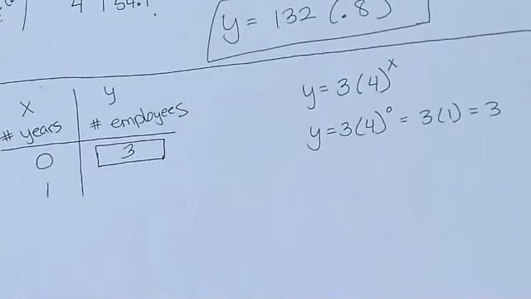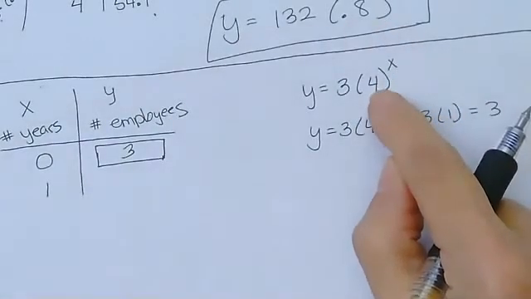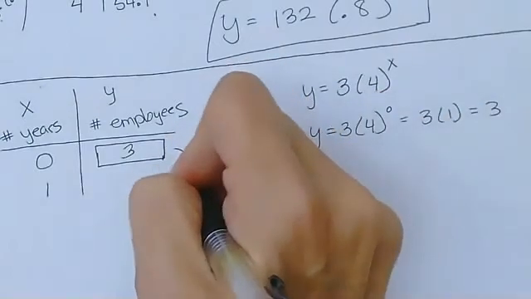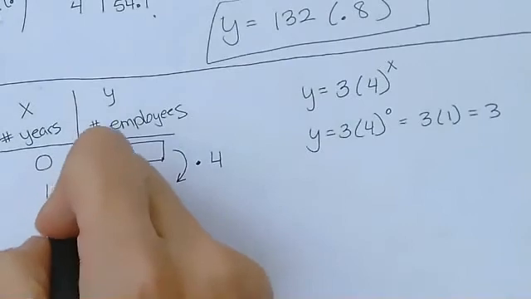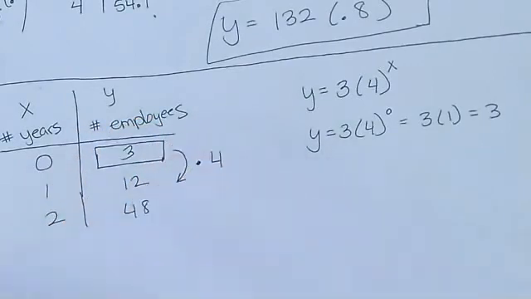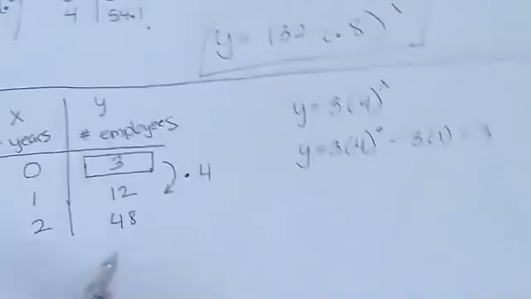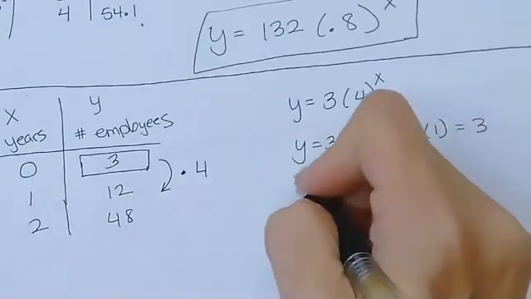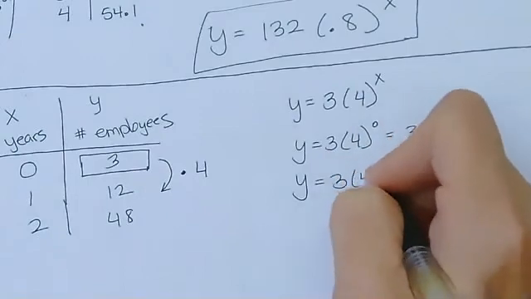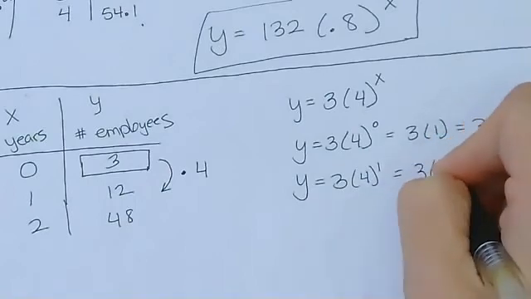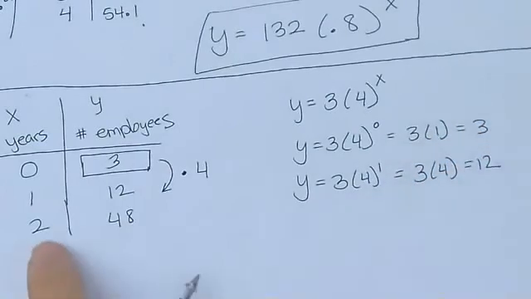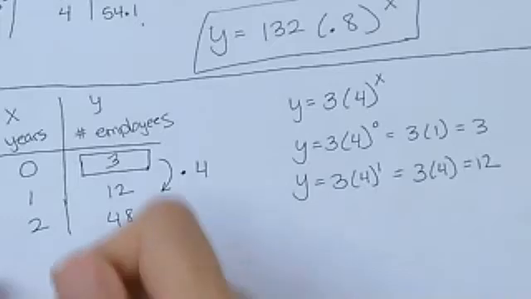Okay? To figure out the growth, if you look at this equation and you realize that 4 is the growth, that 4 means we are multiplying by 4. So year 1, they're going to have 12 employees. Year 2, they're going to have 48 employees. If you didn't know that, plug in a 1 and see what happens. So y equals 3 times 4 to the 1. 4 to the 1 is 4. So you end up with 3 times 4, which is 12. And you can do that for x equals 2. And you should be able to see that, yes, we are multiplying by 4.